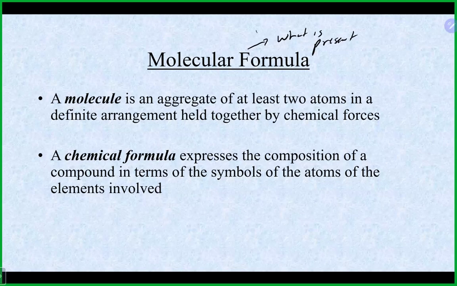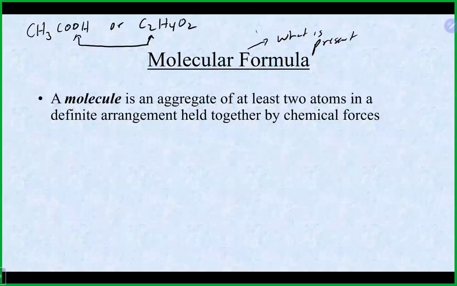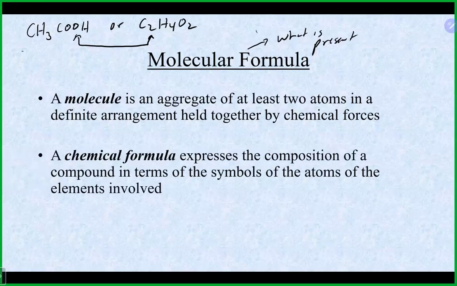So, for example, you could have a formula that is CH3COOH, or you could have one that is C2H4O2. These are actually the same thing. One just gives you a little bit more information about how it's connected. The one on the left gives us more information about how it's bonded together. That's acetic acid. And if you drew acetic acid, it again would look something like this, ethanoic acid, acetic acid.